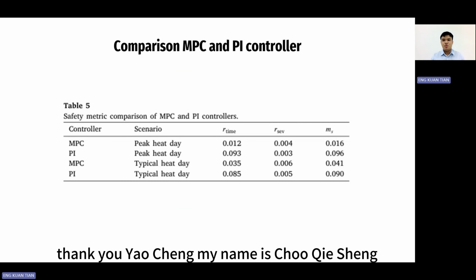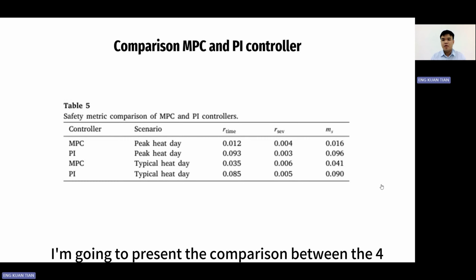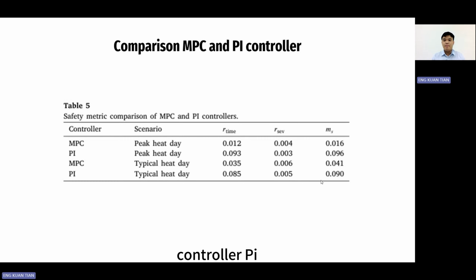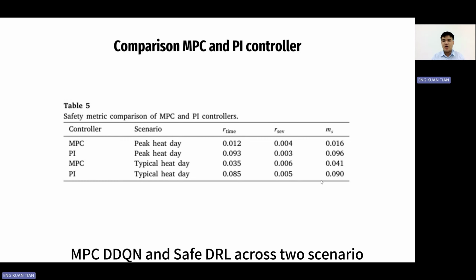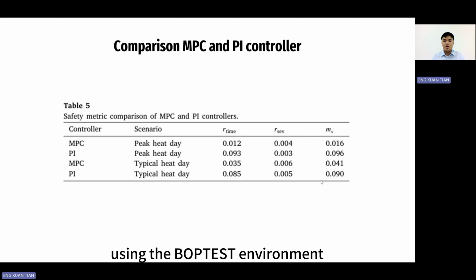Great. Thank you, Yao Chen. My name is Chu Jason. I'm going to present the comparison between the 4 controllers, PI, MPC, DDQN, and safety DRL, across 2 scenarios, which are peak heat day and typical heat day, using the Bob test environment.